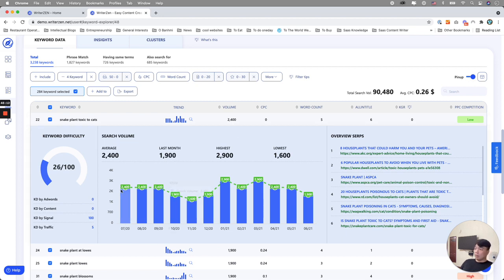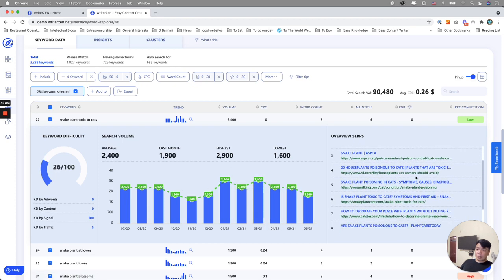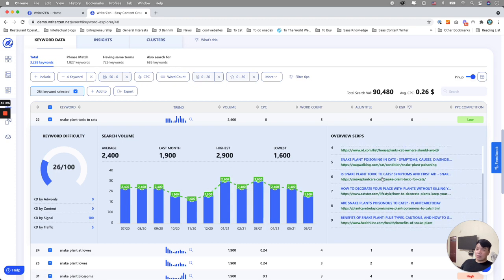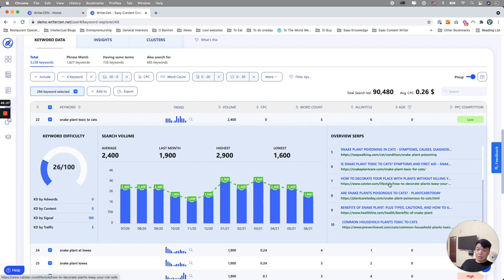2,400. Now you see last month is very consistent. It's ranking throughout the year. You have different trend and search, but it's very much consistent throughout the year. You could see here there's not many title that include snake plant toxic to cat in here yet.